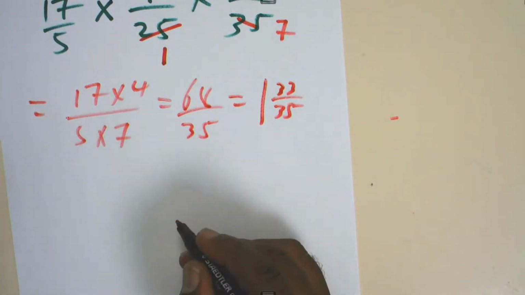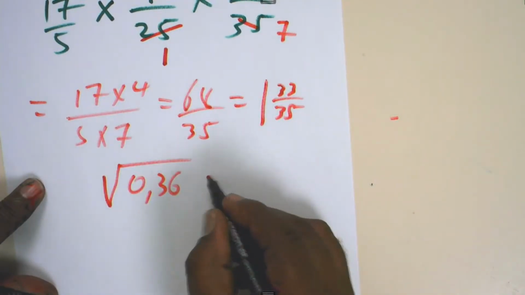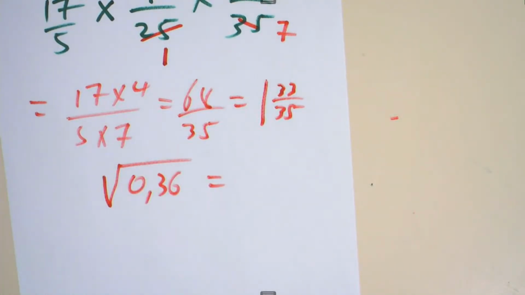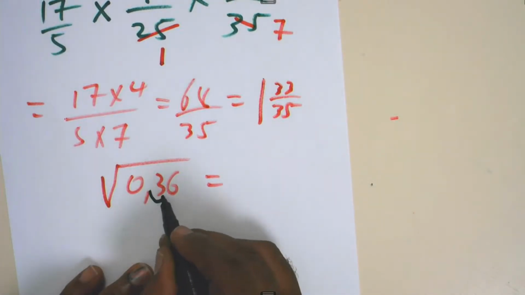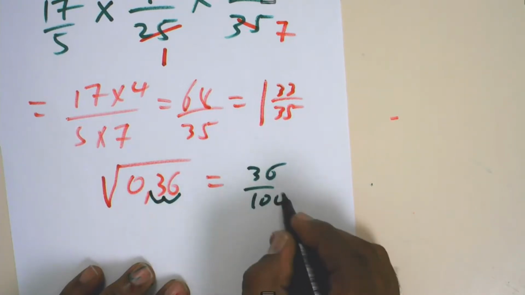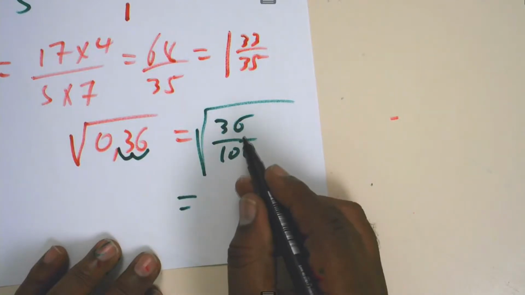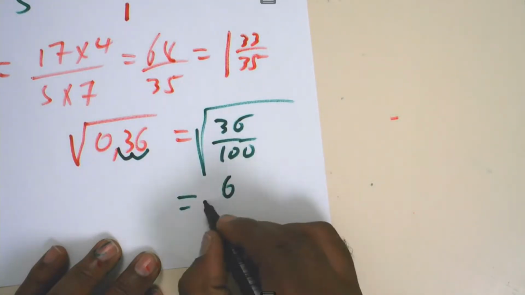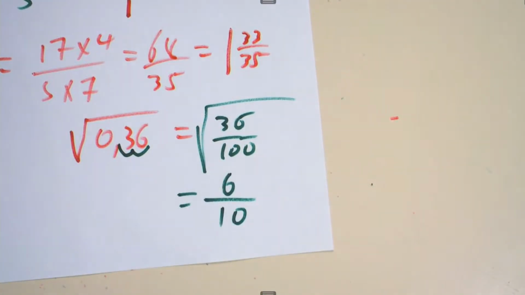Okay. Before we go to the next one, let's check this one. Would you be able to do this one? What did we say? We changed to a common fraction. And then we deal with it. Decimal comma, 1, 2, 36. It moved 2 times. What makes 36 a square? It's a 6. What makes 100 a square? It's a 10.